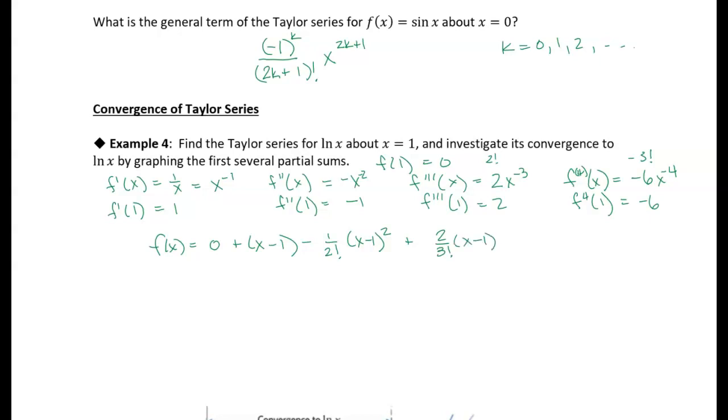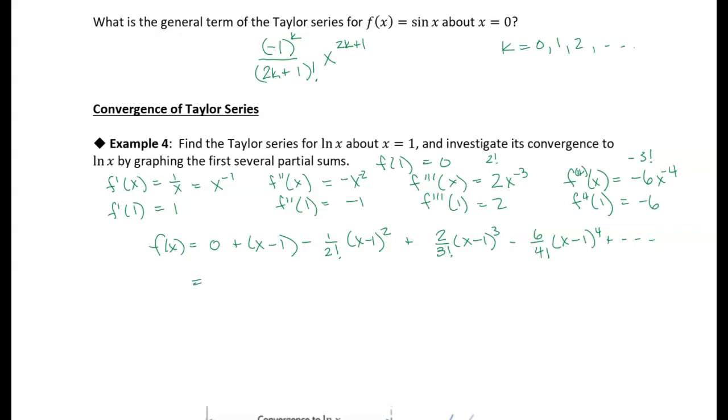X minus 1 cubed, minus, let's see, we have 6 over 4 factorial. It's minus 6 over 4 factorial times x minus 1 to the 4th power, and so on. Okay, so I can simplify that a little bit because these factorials will have some factors that cancel here.